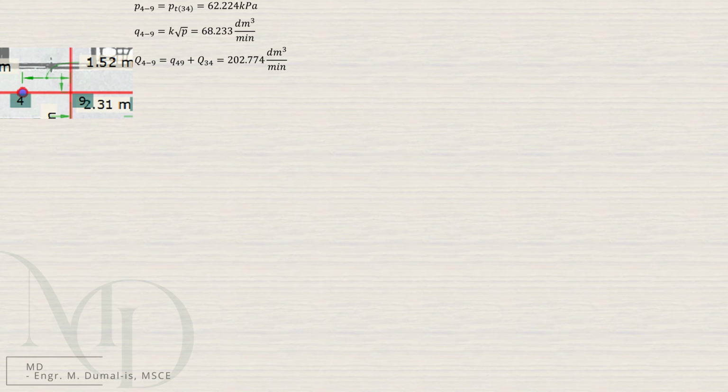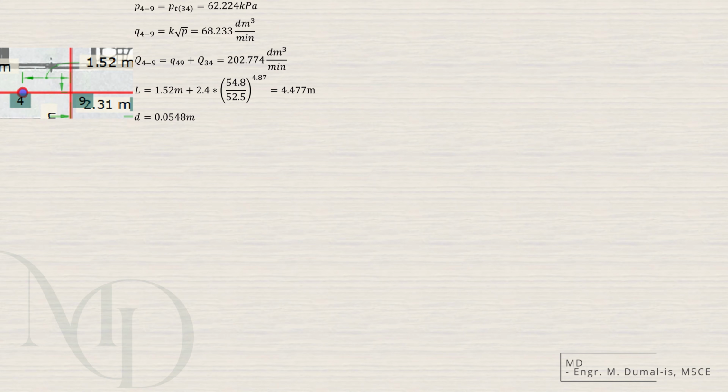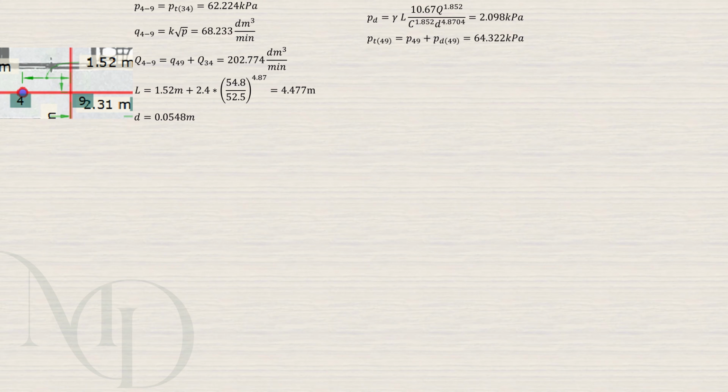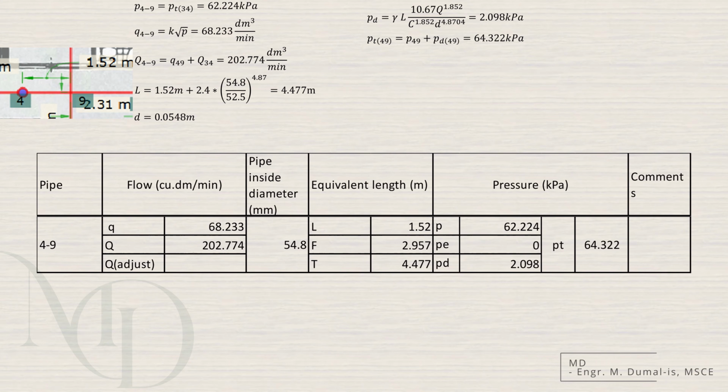We'll use that same pressure in the K-factor formula to find the actual discharge from sprinkler number 4. Then we add that value to the discharge from pipe 3 to 4 to get the total discharge flowing through pipe 4 to 9. Next, we find the effective length of the pipe. At node 9, there's a cross fitting, so we include its equivalent length based on the pipe schedule. After that, we can compute the pressure drop using the same pressure drop formula. Finally, we record all the results in our table, including the total discharge, pressure drop, and updated pressure at each node.